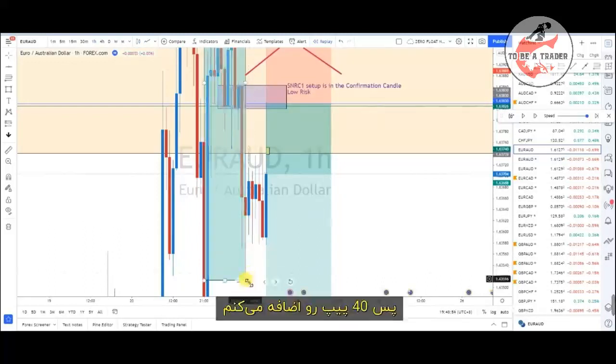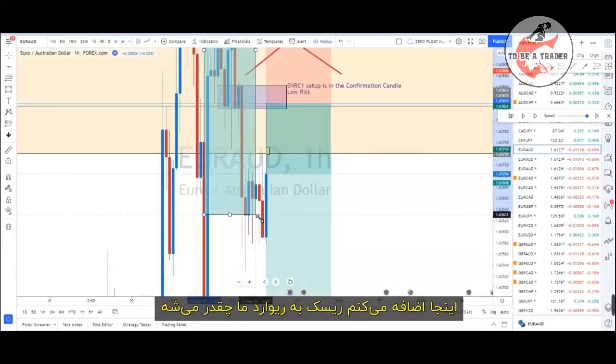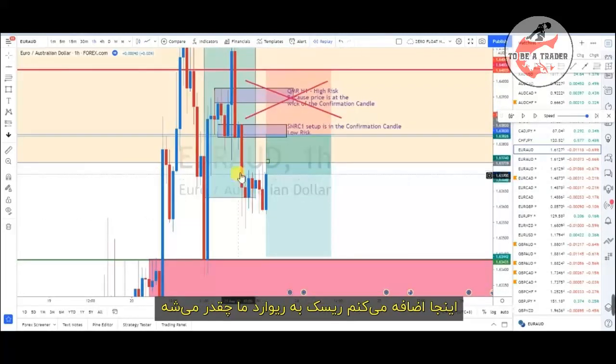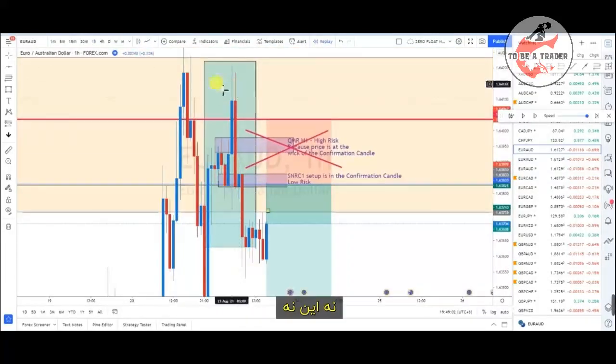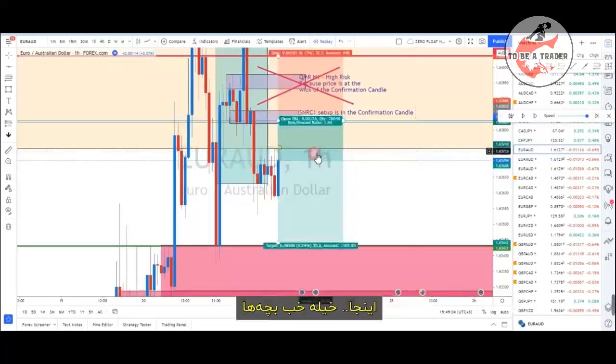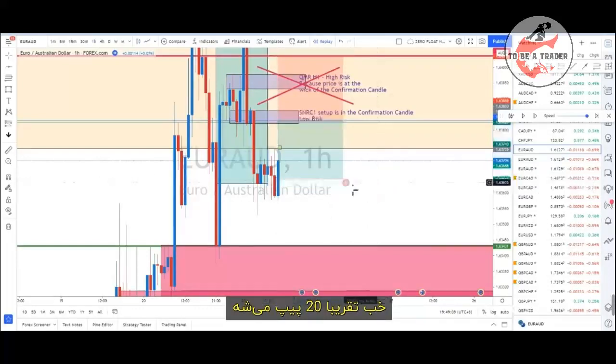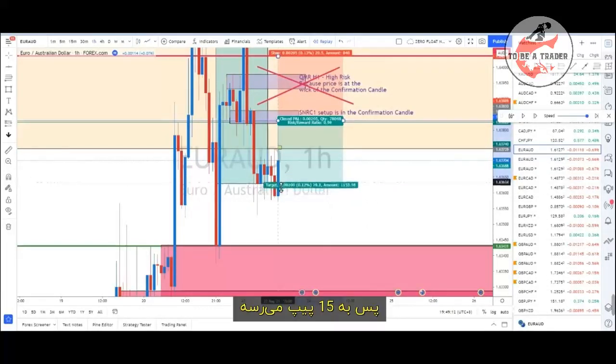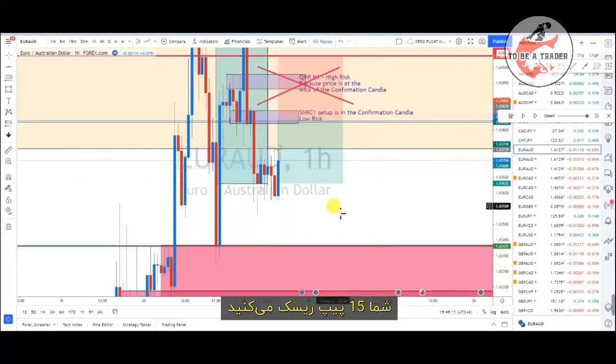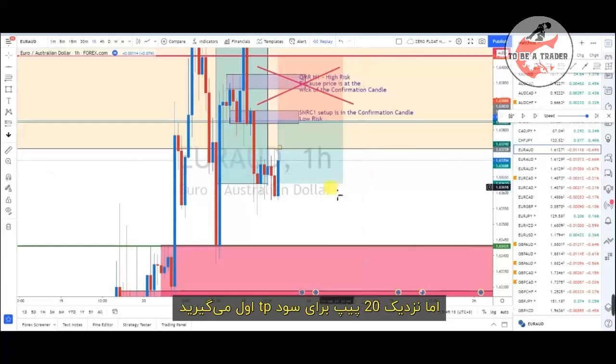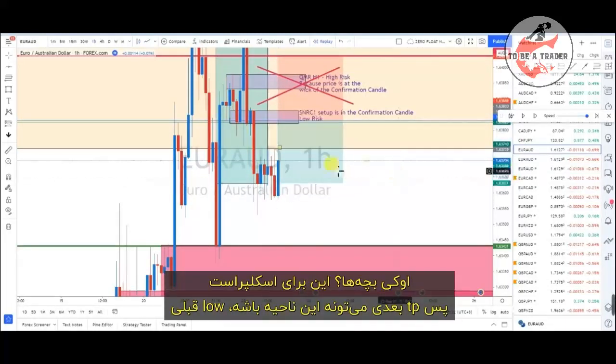So I'm going to mix it, not 40 pips. So I'm going to put it here. It will be a risk reward of how many? Here, okay, guys. So here, see here. Okay, it's about 20 pips. So you risk 15 pips, okay? But then you can get around 20 pips of reward for your first TP. Okay, guys, so this is for a scalper.